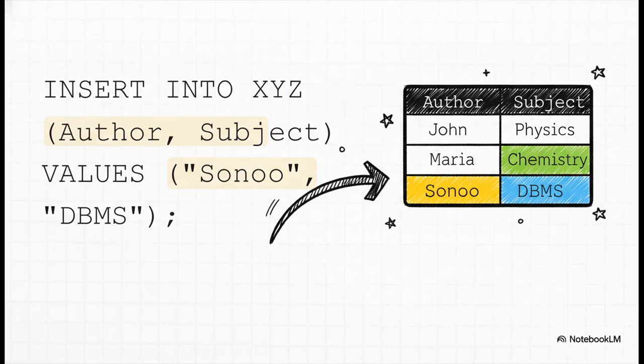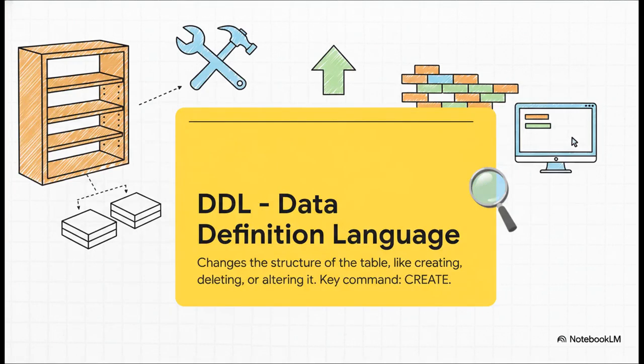Here's a perfect example. We're telling the system, insert into this table called XYZ, and in the author and subject columns put the values Suno and DBMS, and just like that, boom, you've added a new piece of information to the library. And last but not least, we have DDL, the data definition language.